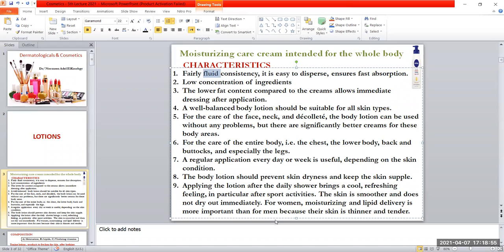If we compare women and men regarding the application of lotions, we'll find that women need the application of lotion much more than men. Why? The skin of women is thinner and tender, very tender. The keratin layer is less than in men. So the application of a daily lotion will keep this tender and thin skin moist, soft, without any dryness.